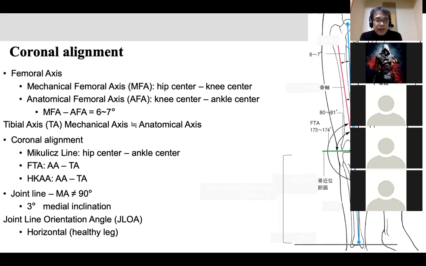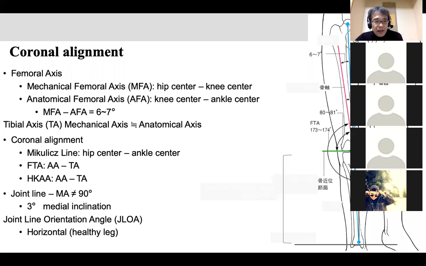And FTA, we can calculate the FTA on the short film because only anatomical axis can be seen in the short X-ray film. But if we get the long X-ray or leg X-ray or CT scan, we can calculate HKAA. That is the most frequently used to express the coronal alignment of the knee joint. So HKAA is considered to be 0 in the normal patient.